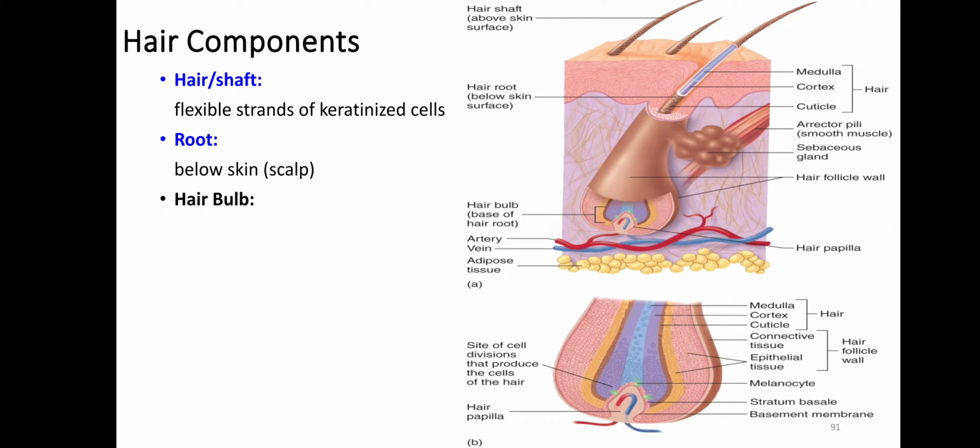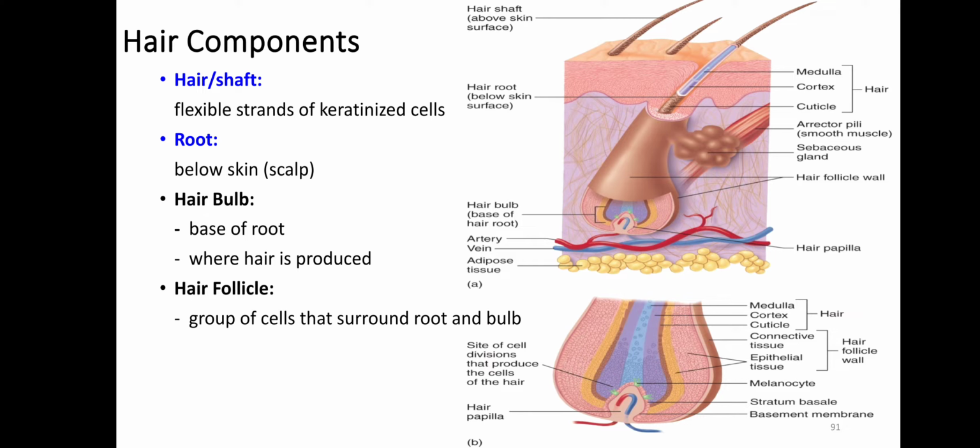Okay? And then we have the hair bulb. Okay, this is the hair bulb. 'Di ba pag kinukuha nyo yung hair ninyo or binubunot ninyo, may maputi-puti doon. That's your hair bulb, okay? Or the base of root or where hair is produced. And you have also your hair follicle, which is a group of cells that surround the root and bulb and gives hair different shapes, okay?